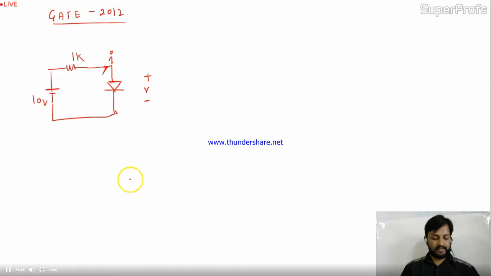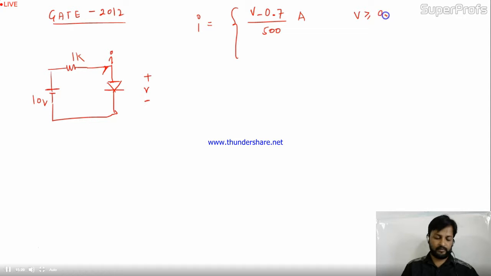The IV characteristics of the diode in the circuit given below are: I equal to (V minus 0.7) divided by 500 ampere, if V is greater than 0.7 volt. If this V is greater than 0.7 volt, the current flow in the circuit will be this. Else it will be 0 ampere, when V is less than 0.7. Definitely the diode will be in cutoff region, and in the cutoff region there will be 0 current in the diode. Okay. So the IV characteristics of the diode circuit is given.